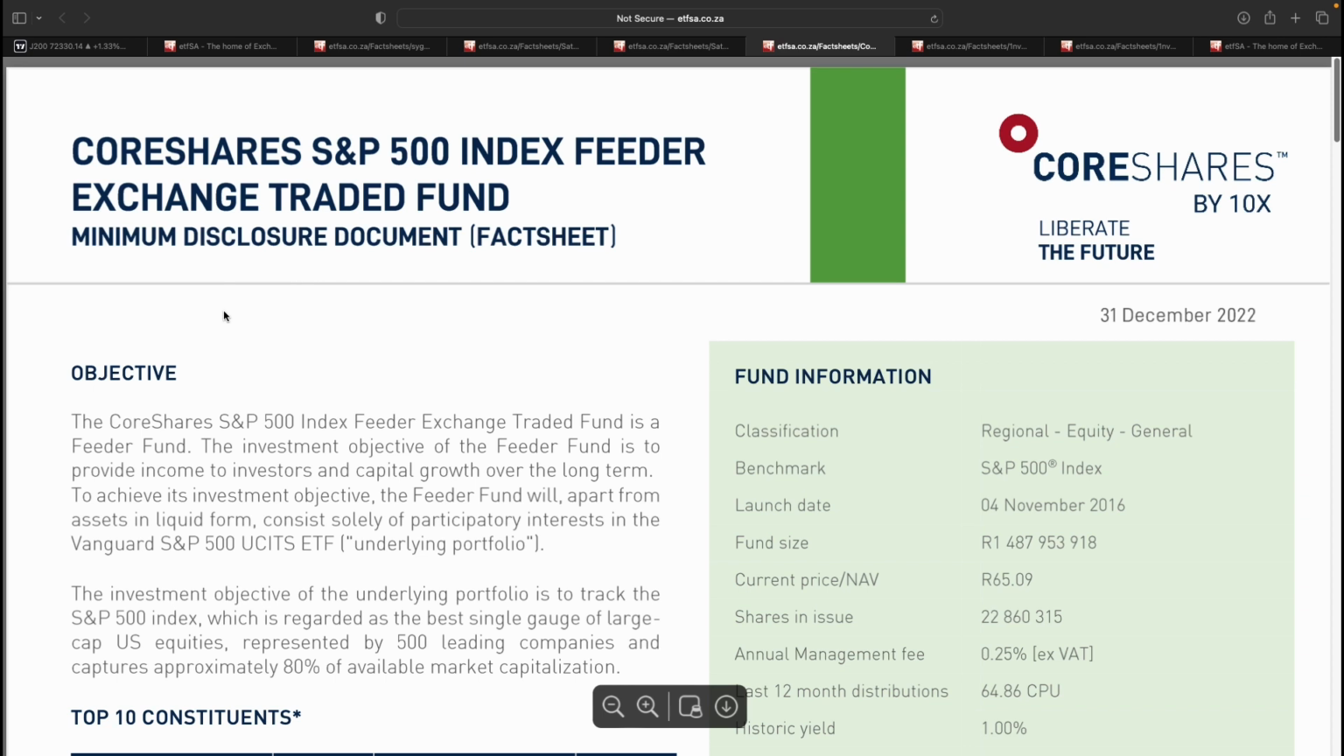Another one that caught my attention, and I was not aware of it, is the CoreShares S&P 500 index feeder.